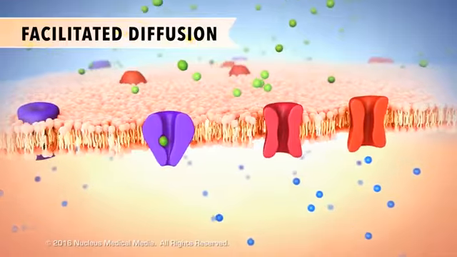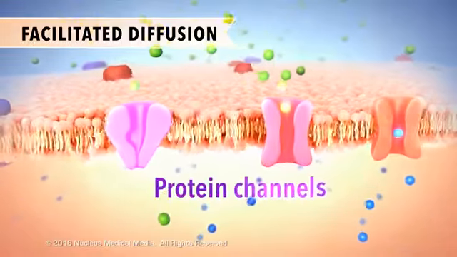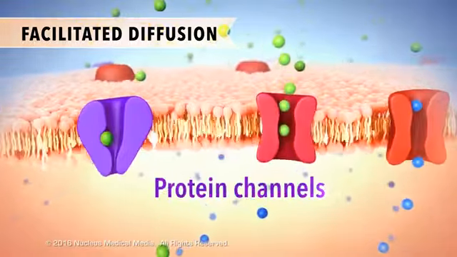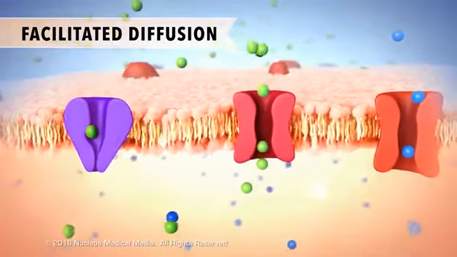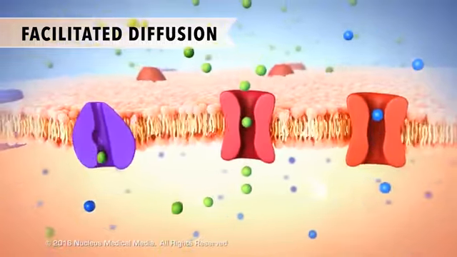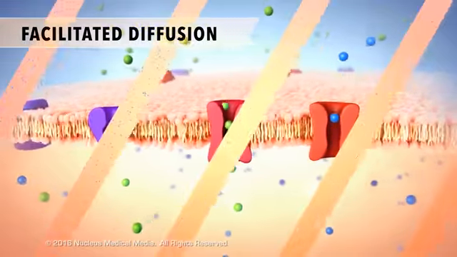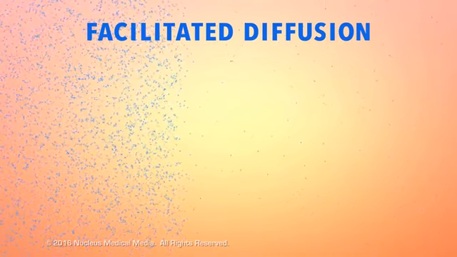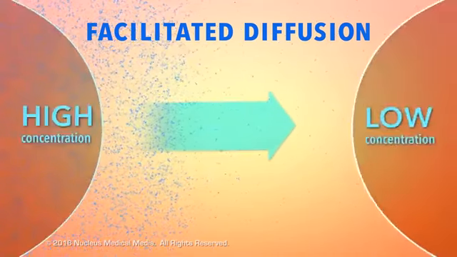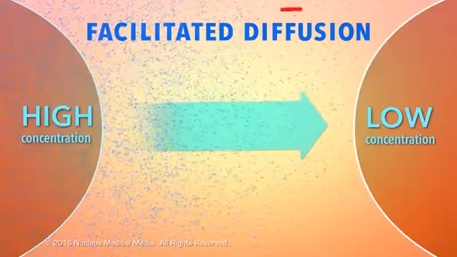Facilitated diffusion is a type of passive transport in which molecules diffuse through specialized protein channels in the cell membrane. The protein channels work like special ports or tunnels that allow these substances in or out of the cell. Facilitated diffusion is also when particles move from high concentration to low concentration. How do you know that? From the word diffusion.